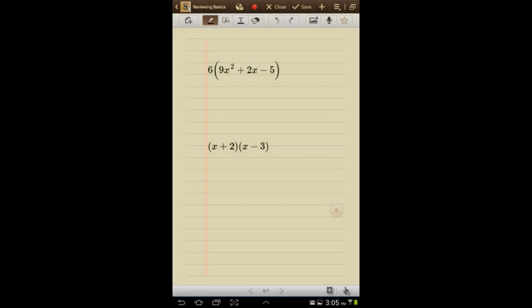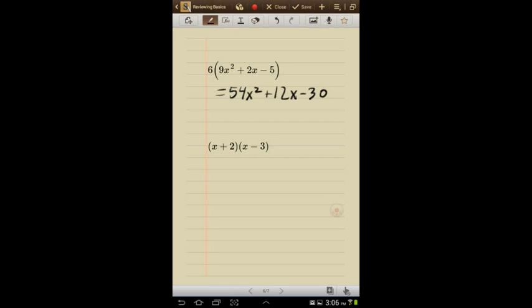In the parentheses, it's always a good idea to look to see if anything can be added together. Look for our like terms. x squared, x, just regular 5. Nothing can be simplified, so it's just a matter of multiplying. 6 times 9. 6 times 2. And 6 times the 5. You have to multiply the 6 to everything.